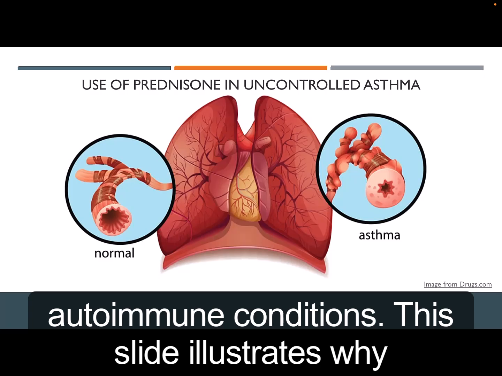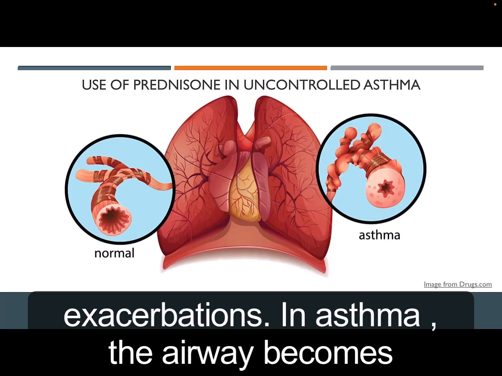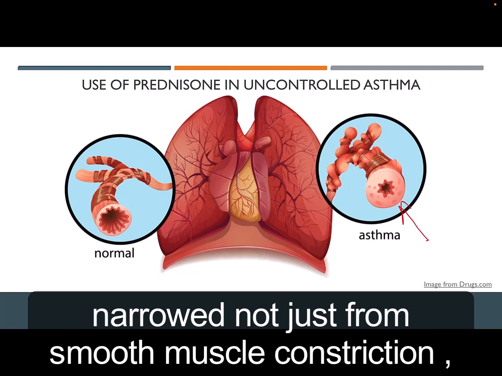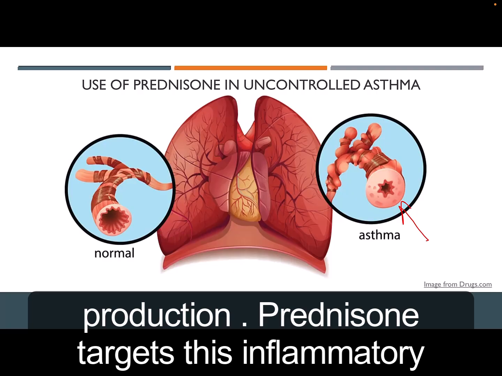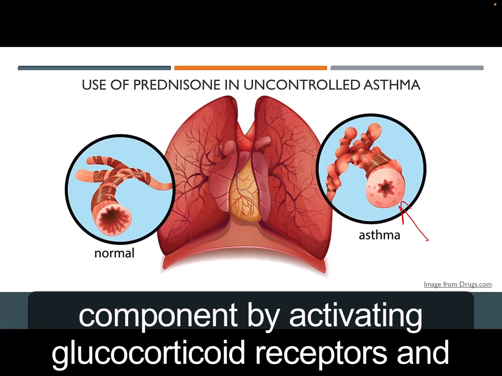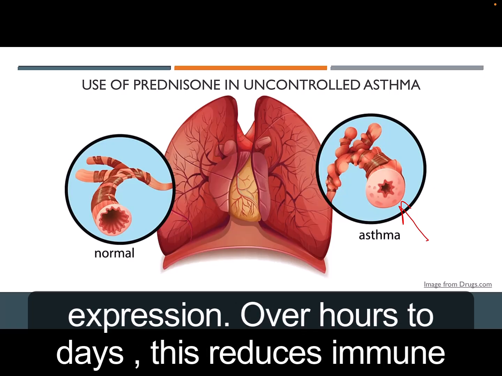This slide illustrates why prednisone is commonly used during acute asthma exacerbations. In asthma, the airway becomes narrowed, not just from smooth muscle constriction, but from inflammation, edema, and mucus production. Prednisone targets this inflammatory component by activating glucocorticoid receptors and suppressing pro-inflammatory gene expression.